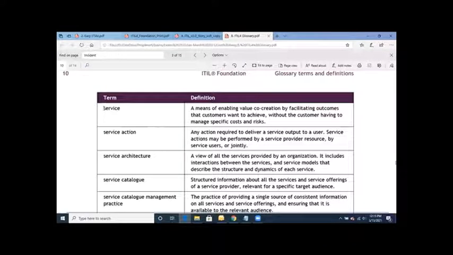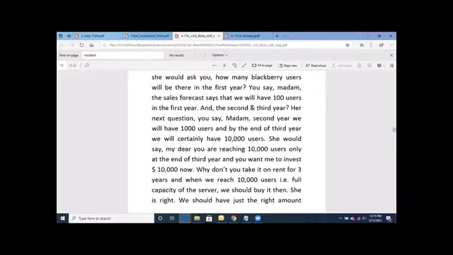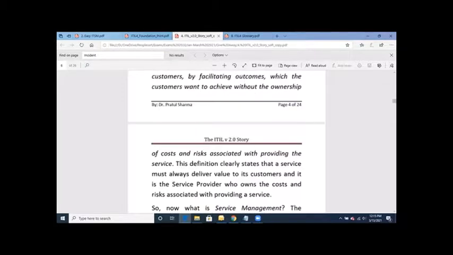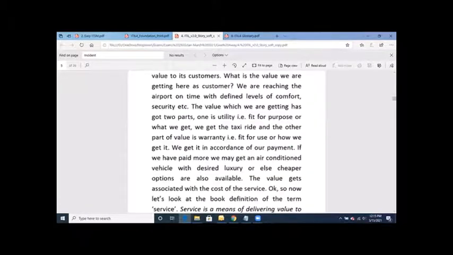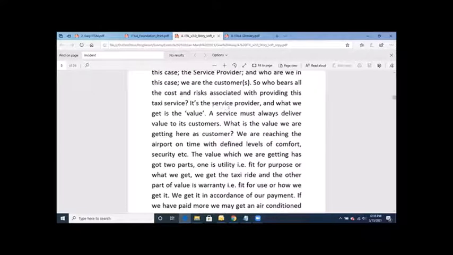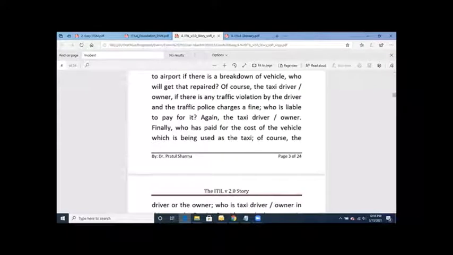Which concepts are important and which are not. Service is important, for example. It's a means of value co-creation. In version 2 of ITIL, the service definition used to say that service is a means of delivering value to customers. For example, if I just show you somewhere in this book, where we are defining the service: service must always deliver value to customers. So here is what a service is.